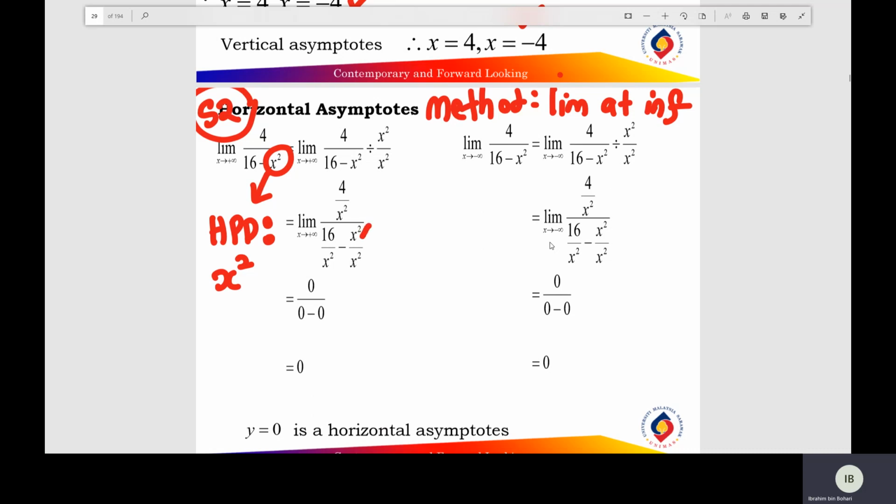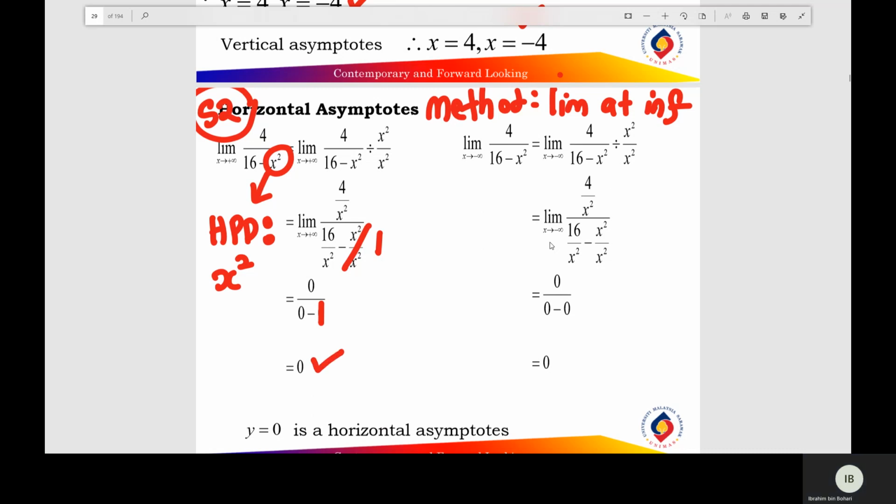This one you cancel and here equals 1. And here correction, denominator here is 0 minus 1. And when you substitute infinity into the function, 4 over infinity equals 0, and 16 over infinity equals 0. And the answer equals 0 here.